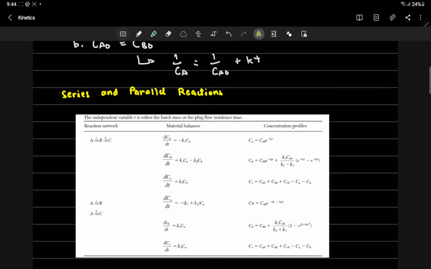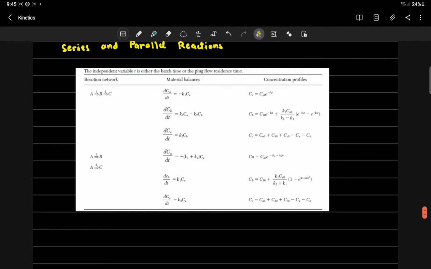And lastly, if you have a case of a series or a parallel reaction, then you can find in this table shown the different integrated rate laws of our reactions, which we also call concentration profiles.